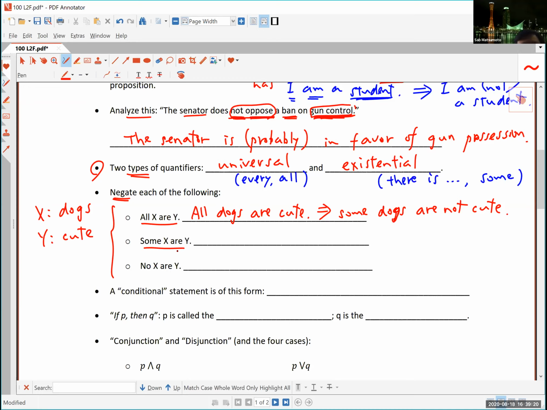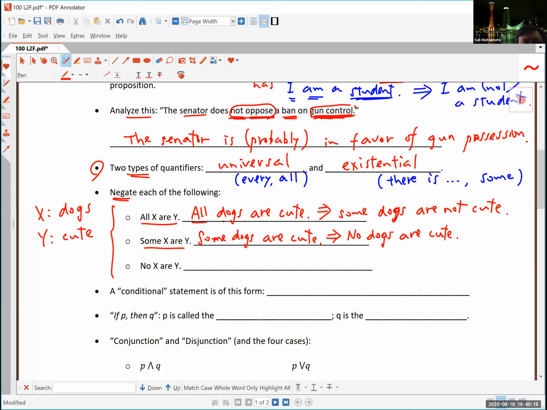Now, this statement, some X are Y, using the same X and Y values, I would say some dogs are cute. Now, remember, this is an existential statement, and that means there exists at least one dog in the whole world that is cute. That's what we mean by some. It means there exists at least one. So to negate this, if somebody comes to you and says at least one dog is cute, how do you negate that statement? Well, the negation would require a big burden of proof, because then you would have to say all dogs are non-cute, or in this case, no dogs are cute. I hope you understand this. Think about how you would dispute the claim that some dogs are cute. In order to dispute that and prove him or her wrong, you would have to say no dogs are cute.